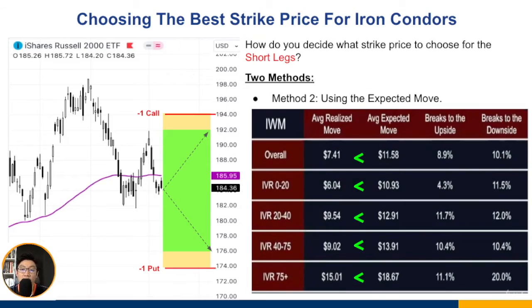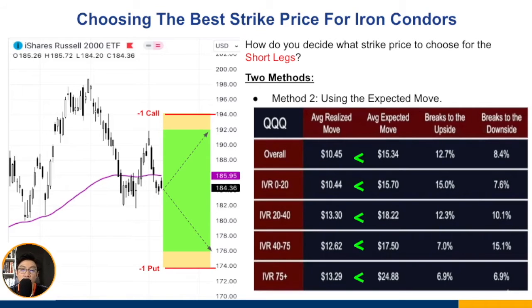This is for IWM. Again, as you can see, it's the same. The average realized move is lesser than the average expected move. And for the QQQ as well, the average realized move is also lesser than the average expected move. So when you choose the strike prices based on the expected move, you will be able to be profitable. You'll have the prices of the underlying stay within this zone more often than not.